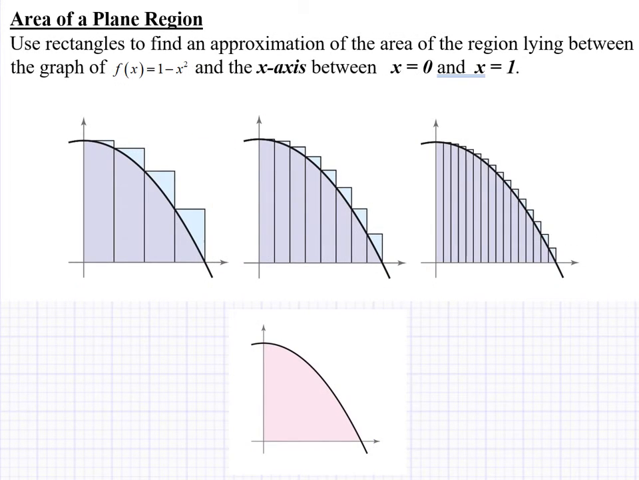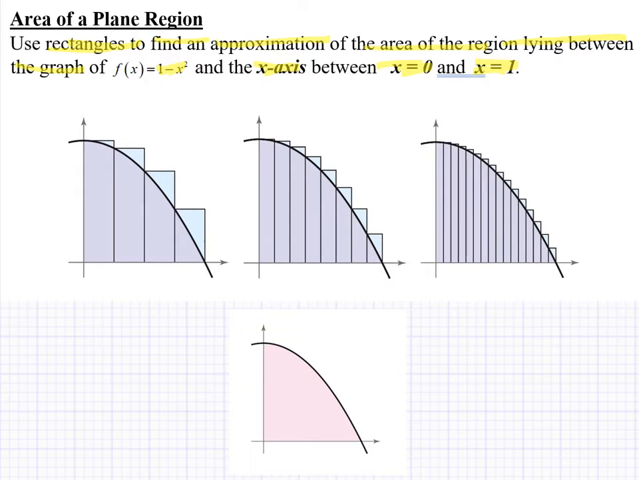So this is the most typical way of describing the application that we're going to discuss. It just says use rectangles to find an approximation of the area of the region lying between the graph of 1 minus x squared, the x-axis between x equals 0 and x equals 1.